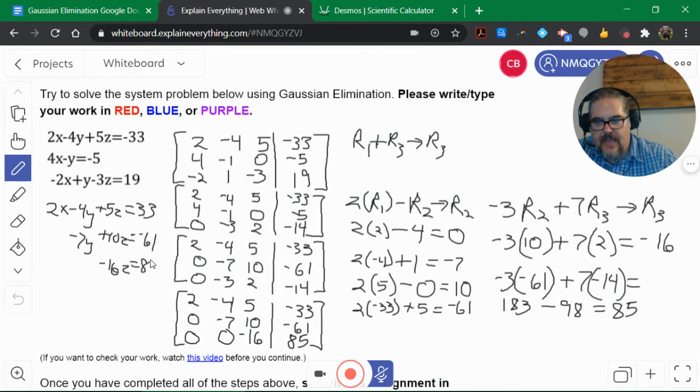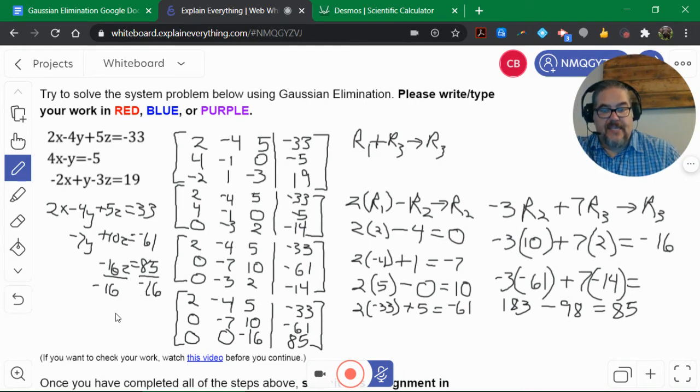equals positive 85. Okay, and because this last equation has nothing but z, we can solve for z. We can plug that in for our z here to get our y value. And then once we have our y value, we can plug that and the z value in for our y and z here. Okay, so the first step is to divide both sides by negative 16.